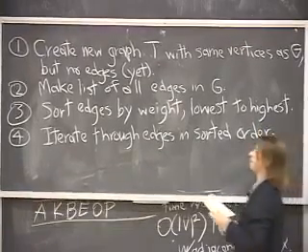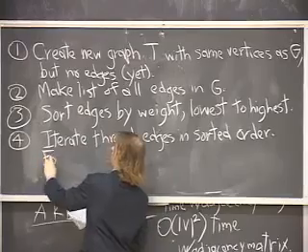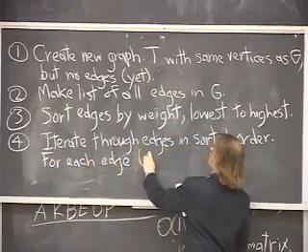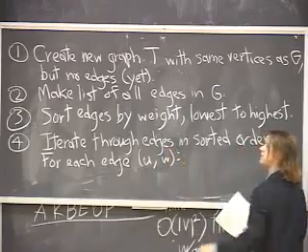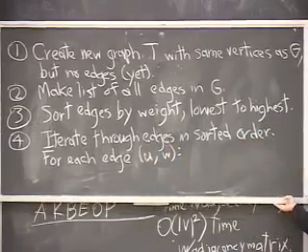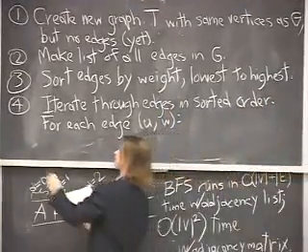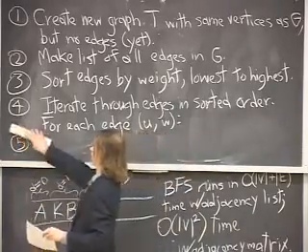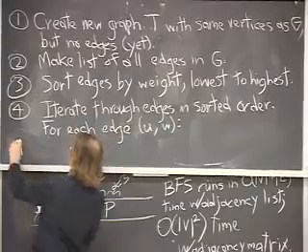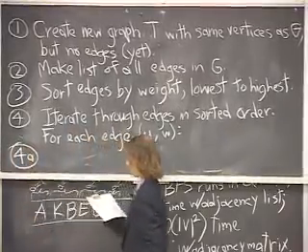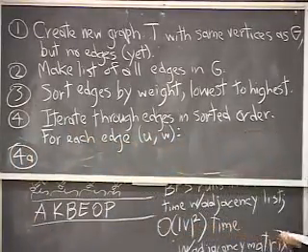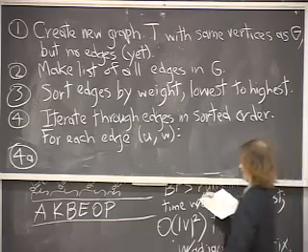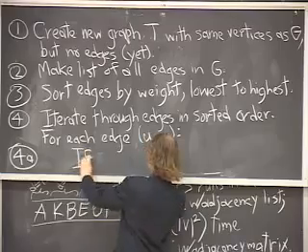And for each edge, let's call the edge UW so that I have some variable names I can work with. So we're processing an edge that connects from U to W. I'm going to call that 4A. This is inside the loop. If U and W are not already connected to each other by a path in the graph, connect them.